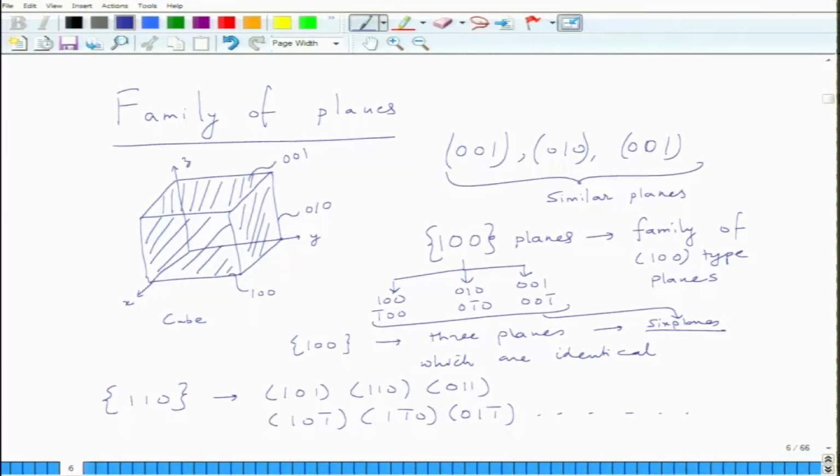Okay. Similarly, if you look at HH0, you will have 12 of them. So, you can have 1 0 1, 1 1 0 and so on and so forth. You can have bar 1 0 1, you can have bar 1 1 0 and 0 bar 1 1, and you can have 1 0 bar 1, bar 1 bar 1 0 and so on. So, there are 12 of these.